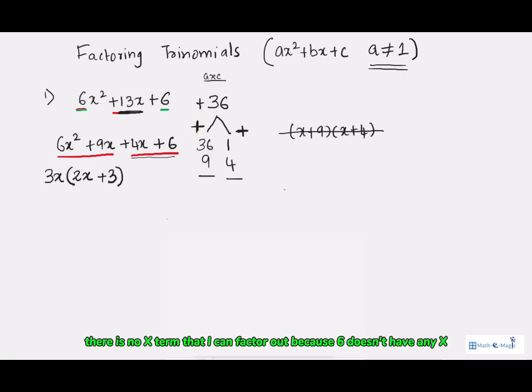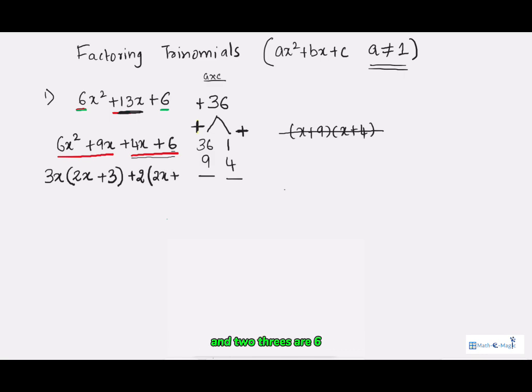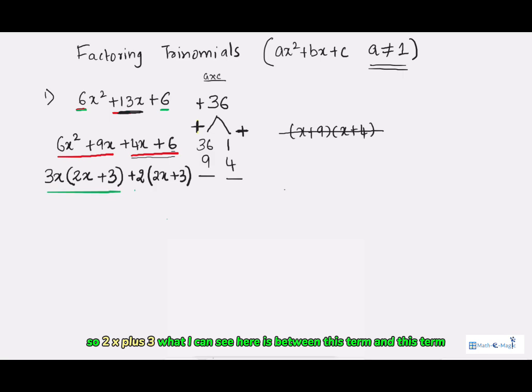Here there is no x term that I can factor out because 6 doesn't have any x, but in 4 and 6 I know that 2 is the common factor. So I'm going to write plus 2, and then it will be 2x plus, and 2 3s are 6, so 2x plus 3. What I can see here is that between this term and this term, the common term is 2x plus 3.